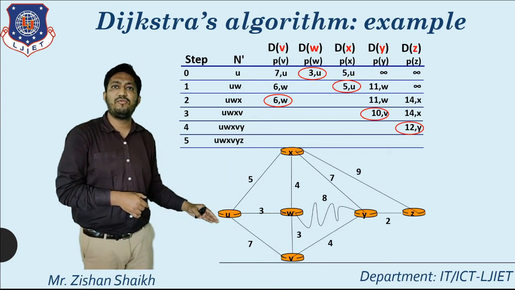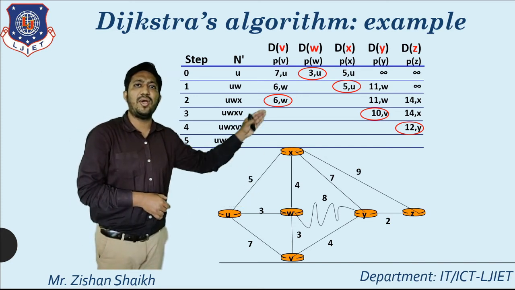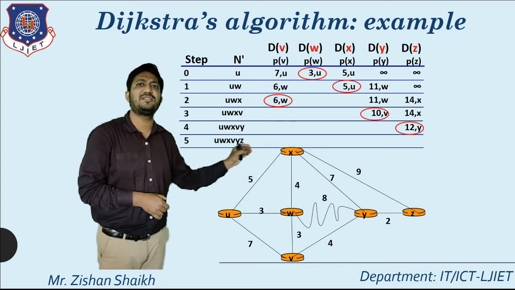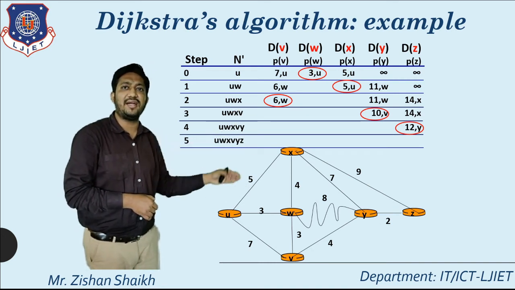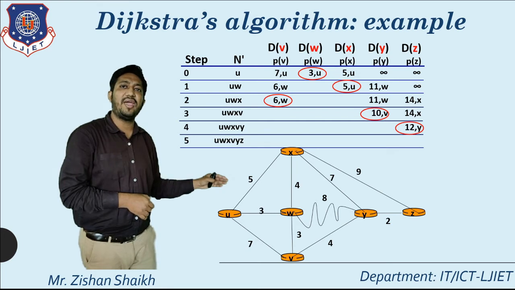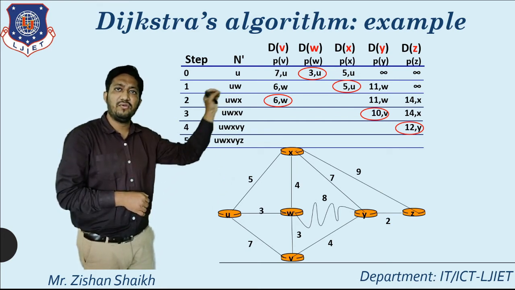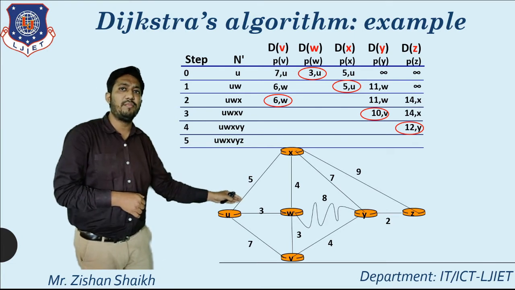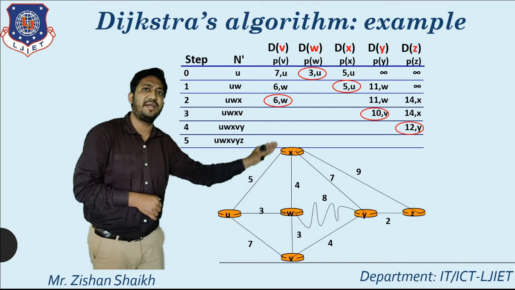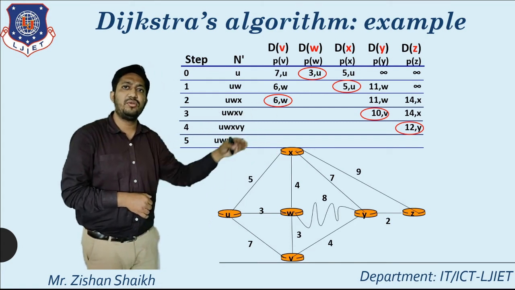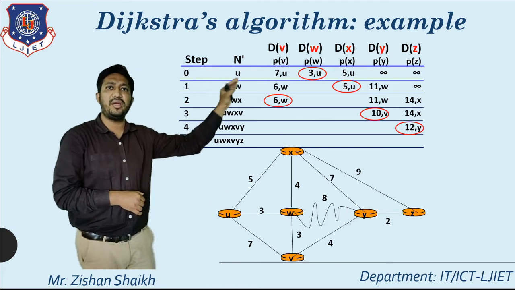Suppose we are moving from U to W, that is 3. Then W to X, that is 4. So 3 plus 4 is 7. But we can directly reach U to X, that is 5. Okay, so we have to maintain the minimum cost. That's why we are putting here 5. Now from W we can reach here Y. That cost will be 3 plus 8, that is 11. But from W we cannot directly reach to the Z. So we are putting here infinite.